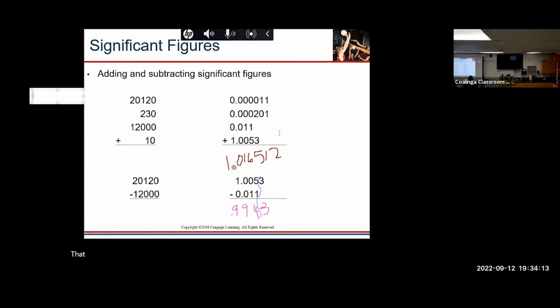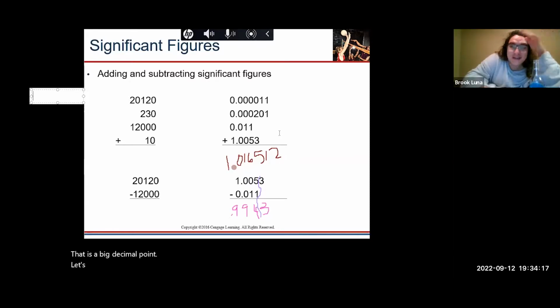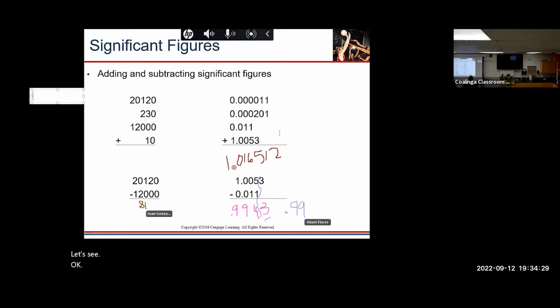That's a big decimal point. I couldn't see it, and I want to make sure you guys can see it. Okay. 3, 6. So there would be 7 right here, right? Shouldn't we count all of them? Nope. So how would you determine how many sig figs we have?